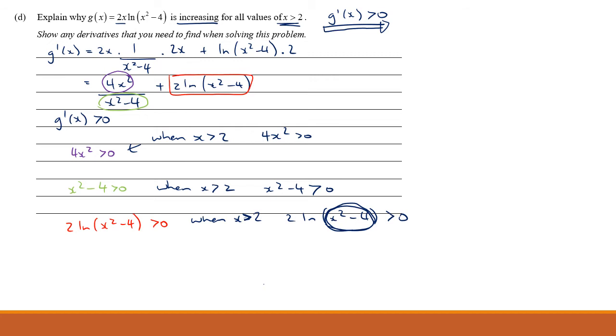So therefore, what this does is it actually ticks off that box, and that box, and therefore proves g dash x is greater than 0 for all x greater than 2.